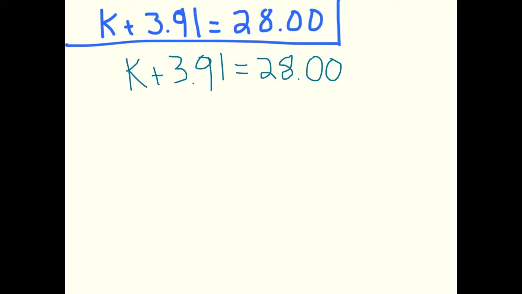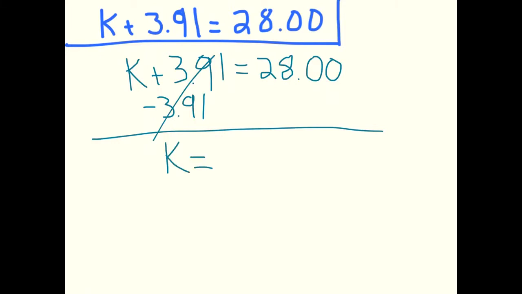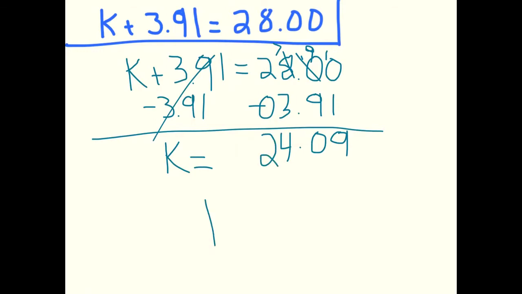It's minus. So you would put minus 3.91, and then K equals 28.00 minus 3.91. You would do 7, and then 10, 9, 10. So 10 minus 1 is 9, 9 minus 9 is 0, and then put the decimal down. 7 minus 3 is 4, and 2 minus, I guess you can put a 0 there, is 2. So your answer is K equals 24.09.